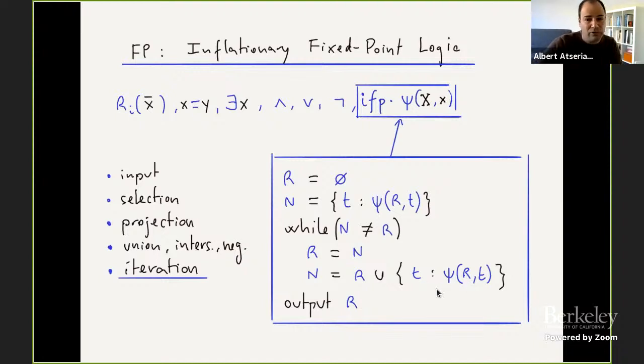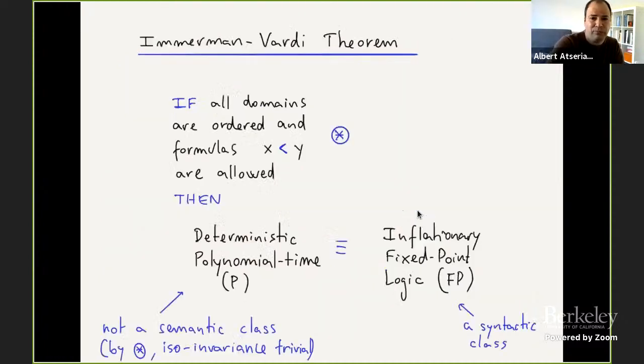This way you get new tuples and you iterate until this converges into some fixed point. One thing to notice is that because it's inflationary, because each time we are adding new tuples, this is going to converge. In fact, it converges in time which is polynomial in the size of the input, with exponent that is the arity of the relation symbol R, or X in this case, because there are no more elements to be added than that number.